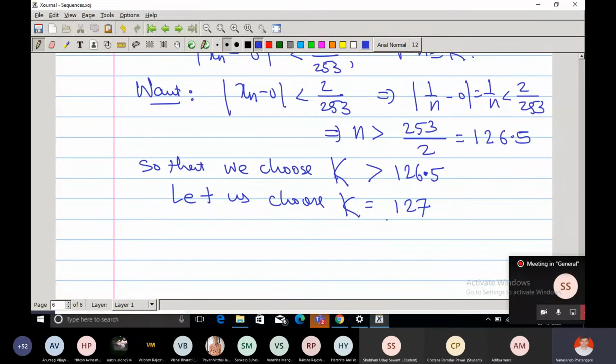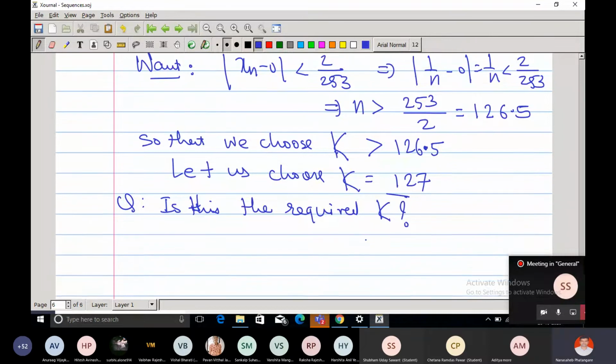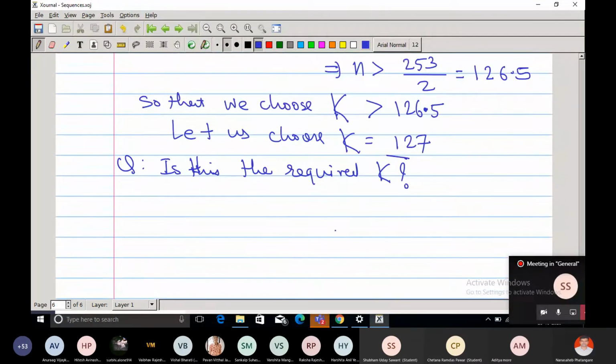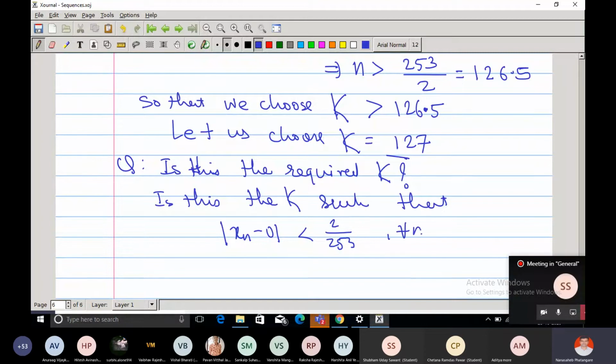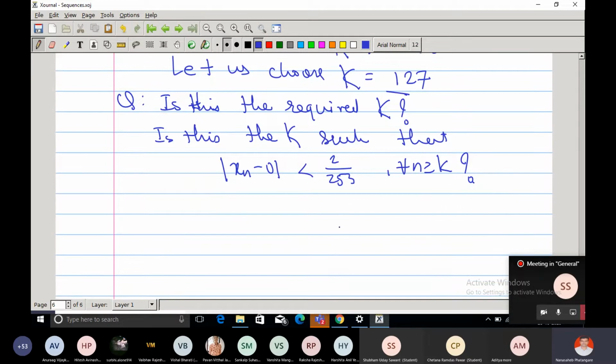Now, is it the correct k? The question I would like to ask is, is this the required k? What do I mean by required k? Is this the k such that the distance of the terms from 0 is less than this number, 2 upon 253, for every n greater than or equal to k? This is our guess, but is it correct? So verify this.